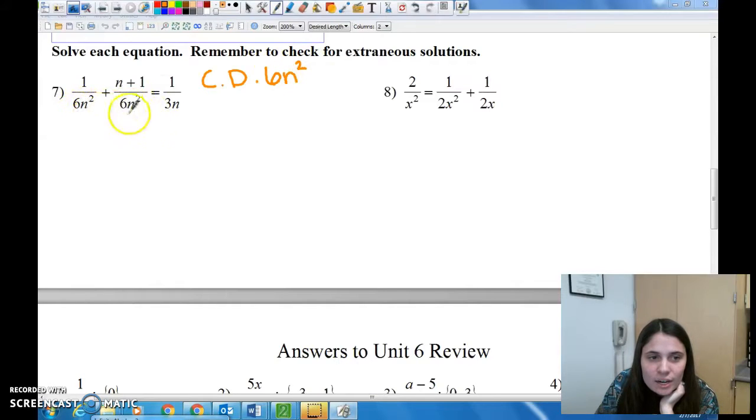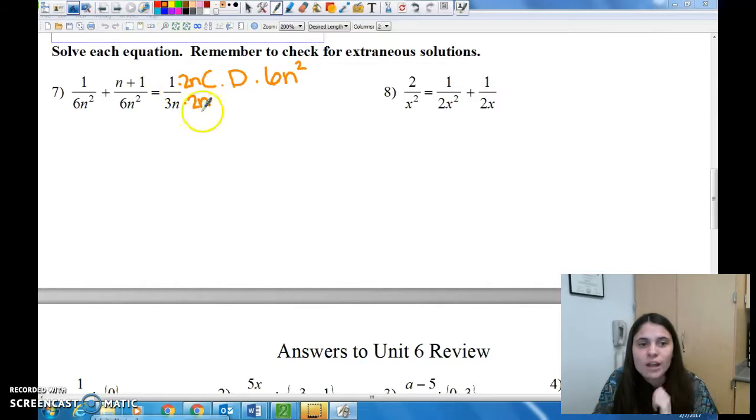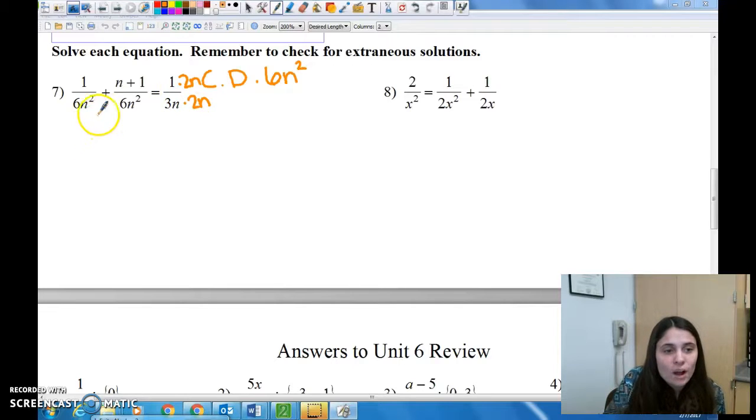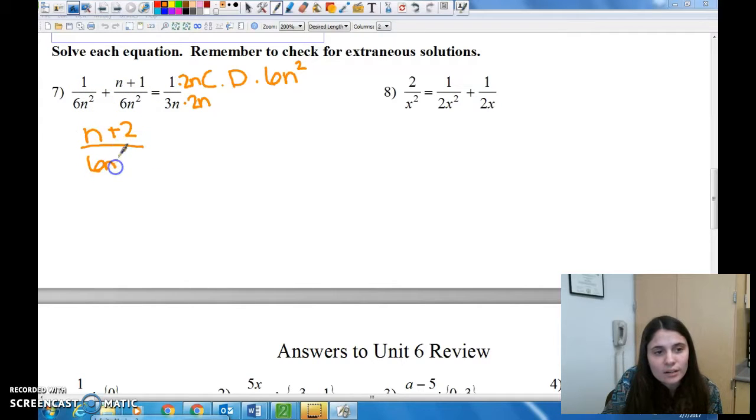This side is ready to go. 3n, if I need to multiply that to get 6n squared, I'm going to have to multiply it by a 2, which would give me 6n, and then a 2n would get me to 6n squared. So I'm going to multiply by 2n and 2n. So now this side I can add straight across because these are already the same. So I have 1 plus n plus 1. So I have an n, and then 1 plus 1 is 2 over 6n squared.